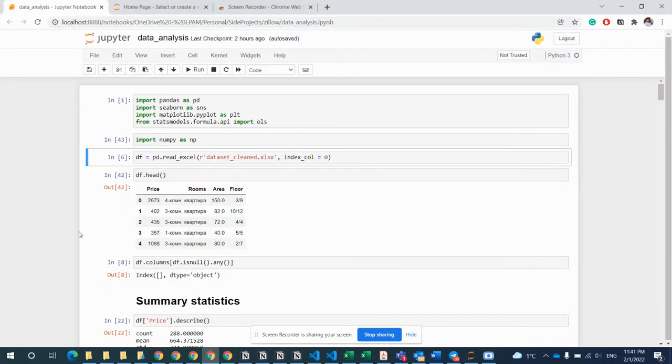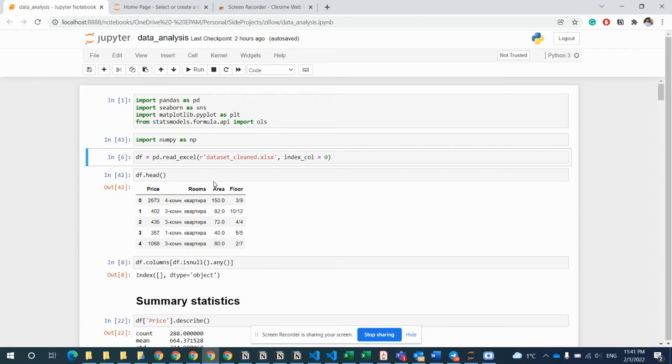Hello. I promised to share how I did the analysis of house prices in Tashkent. This is not a deep analysis. I just wanted to have a look at the data and to have some findings. So let's begin. In my data set, I have only four columns.